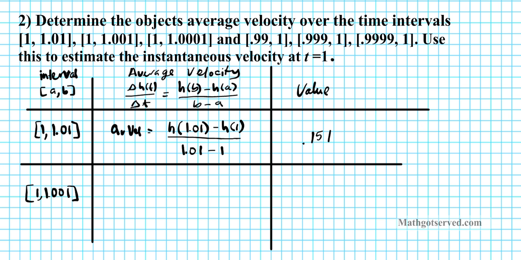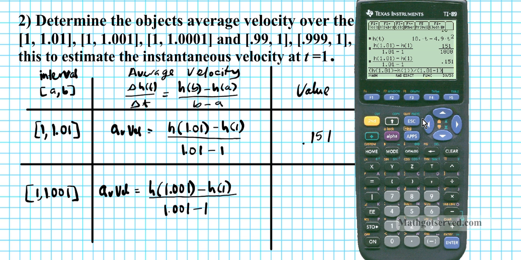All right, so we're going to have the average velocity is going to be h of 1.001 minus h of 1 divided by 1.001 minus 1. All right, let's calculate it. The more you do, the faster it gets, okay? It's slow initially, but later on it gets faster. So this is just add a 0 here, and then over there, add a 0.